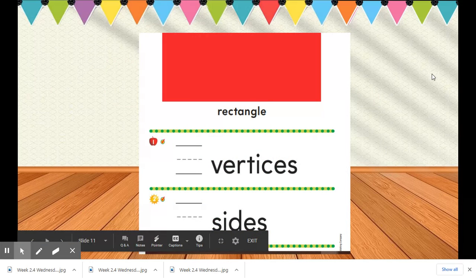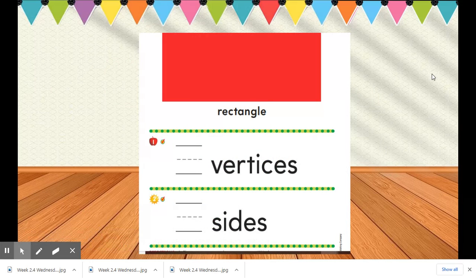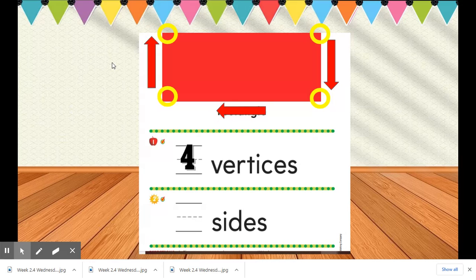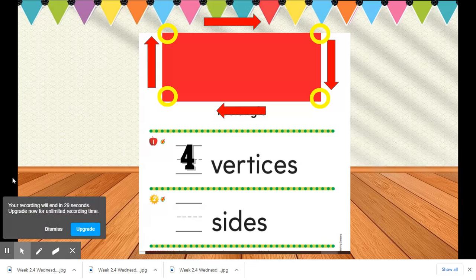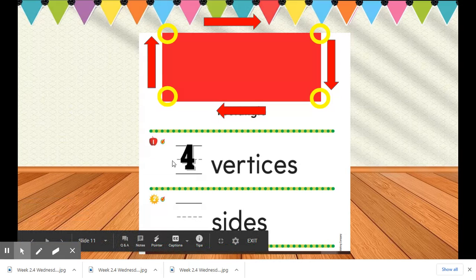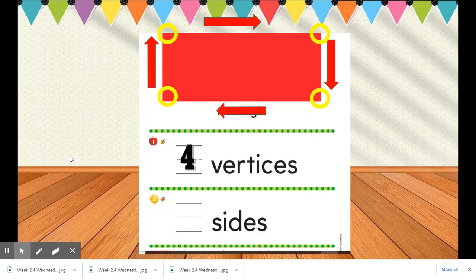All right, so let's close off. Let's count the vertices of a rectangle. Ready? 1, 2, 3, 4. So how many vertices does a rectangle have? 4. Awesome. Now let's count the straight lines or the sides of the rectangle. Ready? 1, 2, 3, 4. So how many sides does a rectangle have? 4. Good job.